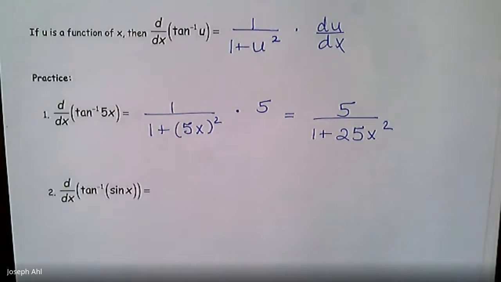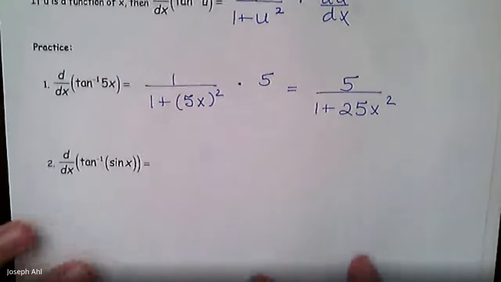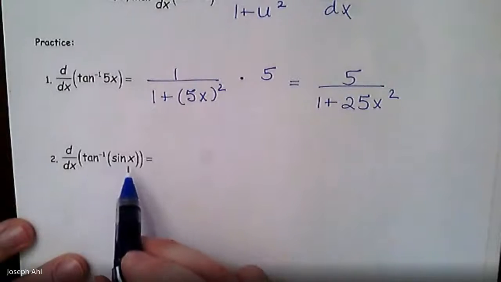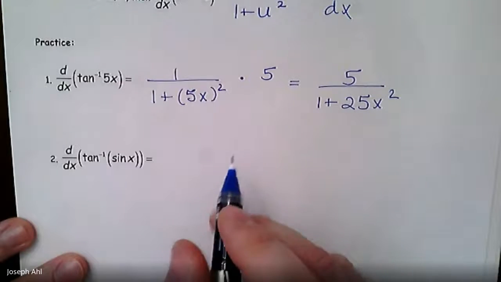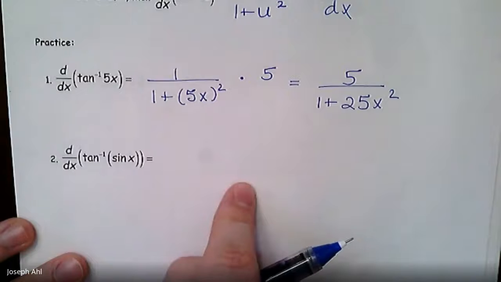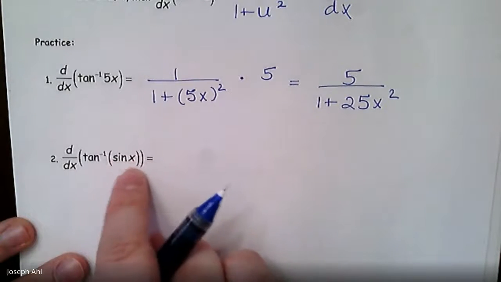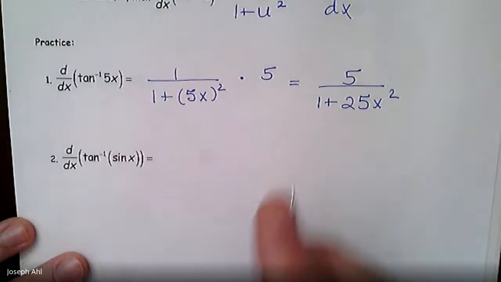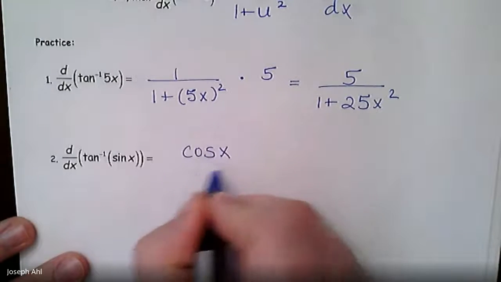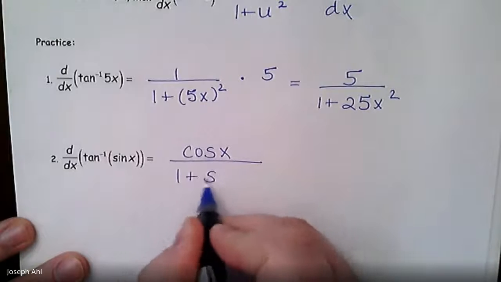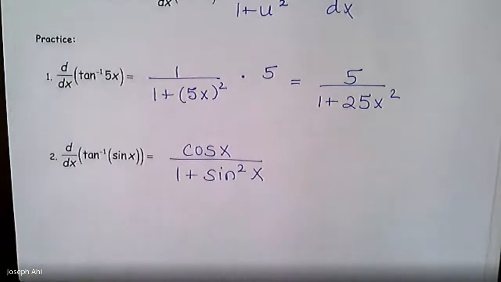Okay. We can just as quickly and easily, hopefully, find the derivative of tan inverse of sine x. So we know that it's going to be on the bottom 1 plus sine squared. But then the du dx part would be the derivative of sine x, which is cosine x. So cos x is going to wind up being on the top over 1 plus sine squared, and that becomes our derivative of tan inverse of sine x.